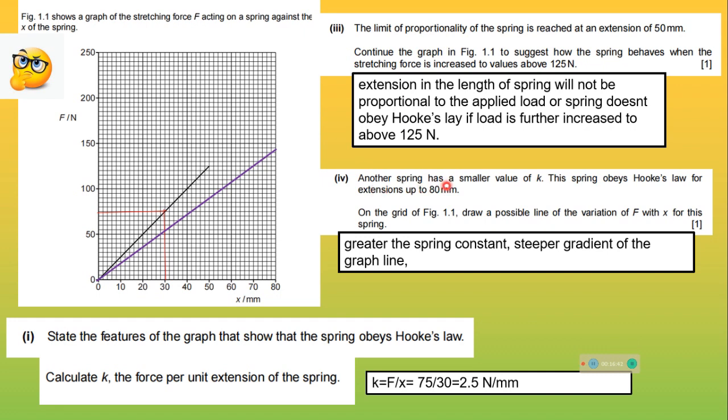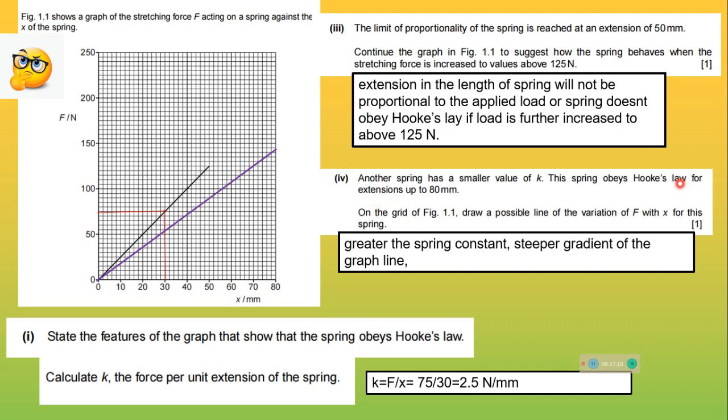Now another spring has a smaller value of K. It means the K value is smaller than the earlier spring. The earlier value of K was 2.5 Newton per millimeter. This spring obeys Hooke's law. So it means that if we plot a graph between force, load and extension, since this spring obeys Hooke's law, it will be a straight line. The gradient of this spring is also constant.